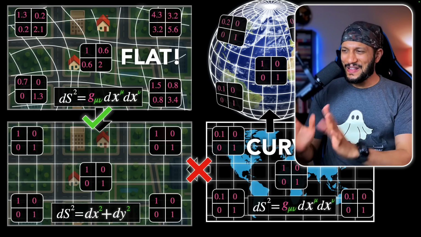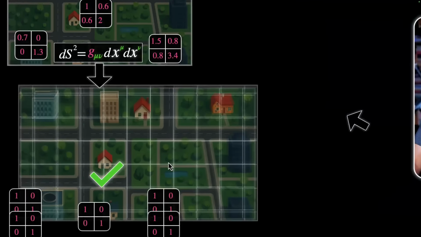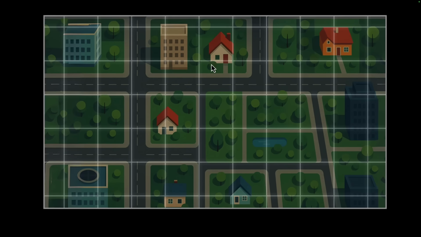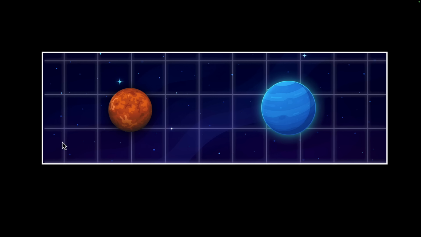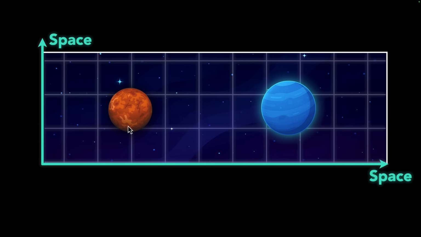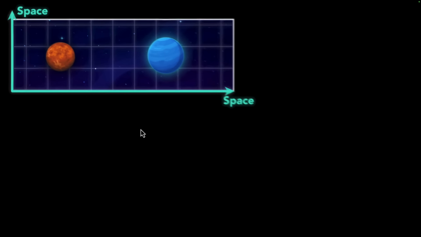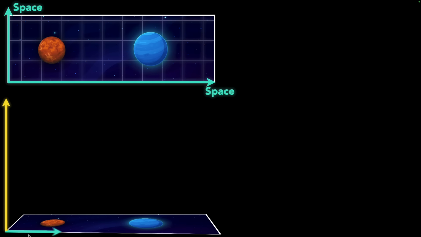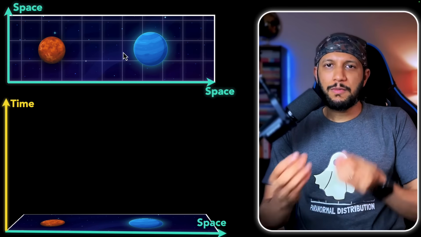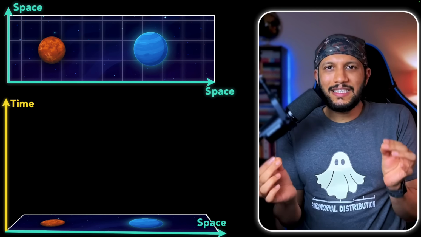Are you ready? Let's jump to space-time. So instead of two houses, which are very close to each other, let's consider two planets far away. So over here, both axes are space. But if you want to jump to space-time, we want to consider one axis to be space and the other to be time. So now we have space and time. Now, when we only consider space, what matters to us is physical distance between things.